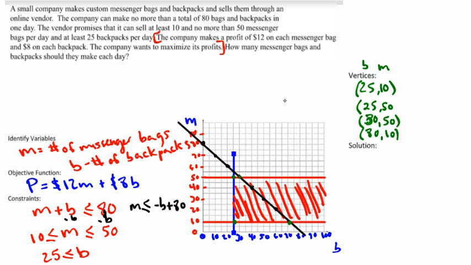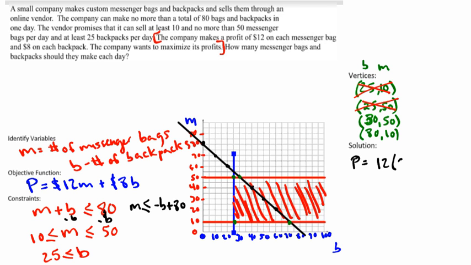Okay, so one thing that I know is if I'm trying to maximize profit, so for example, the second and the third one, both of those sell 50 messenger bags. One sells more backpacks than the other. So the one who sells only 25 can't be my choice. Another one, 25 and 10, can't be my choice because 80 and 10 is going to make me way more money than selling 25 and 10. Okay, so I'm going to only plug in the last two because those are the only two that I see as being viable options. All right, so profit we know is $12 times M plus 8 times B.